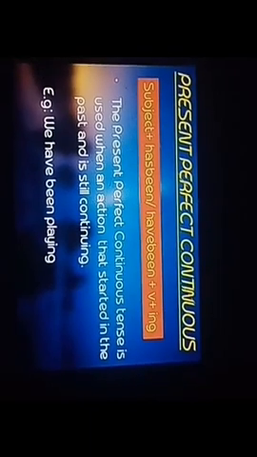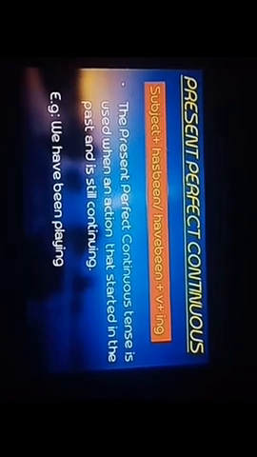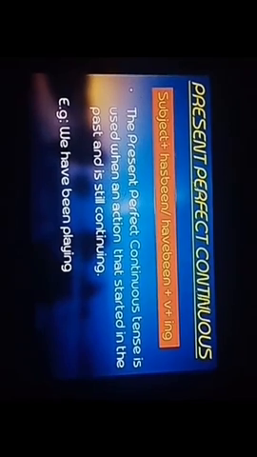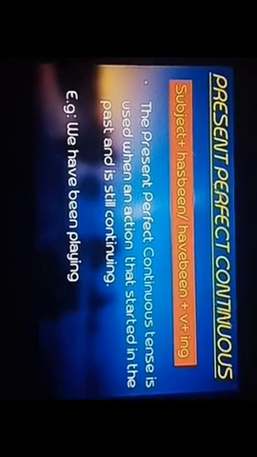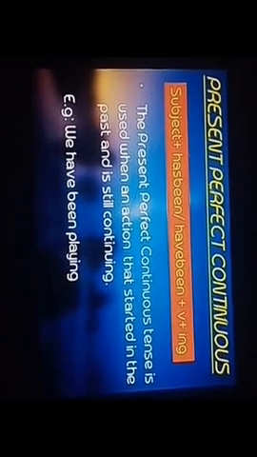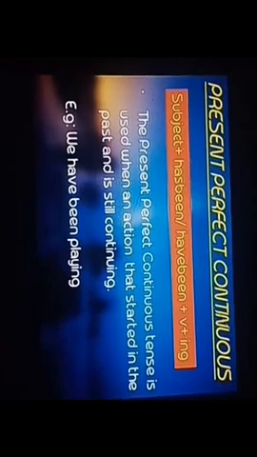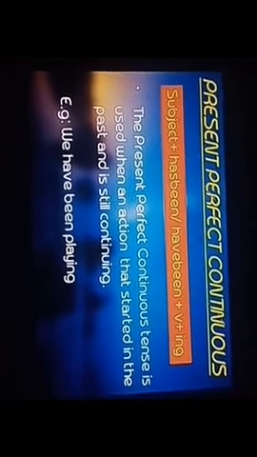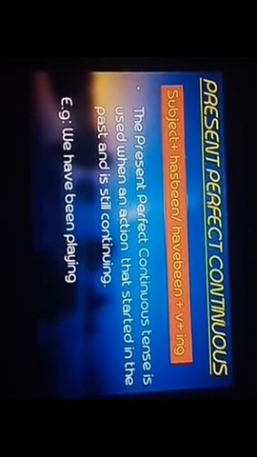Now next is present perfect continuous. We make present perfect continuous with the help of subject plus has been or have been plus verb first form plus ing and then the object. Okay. The present perfect continuous tense is used when an action started in the past and is still continuing. Okay. Continuing means that it is still going on. Alright. You can say that an action that began in the past and has been in progress till the time of speaking. Alright, so this is the use of present perfect continuous.